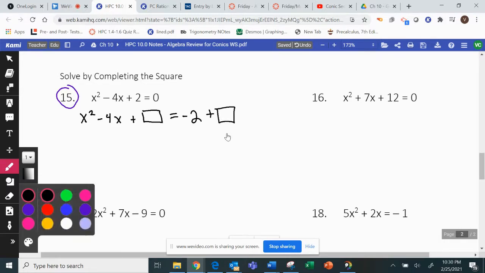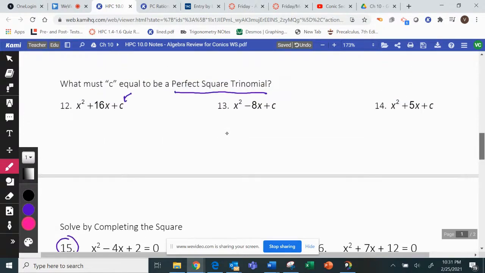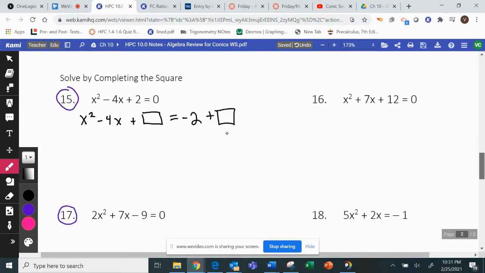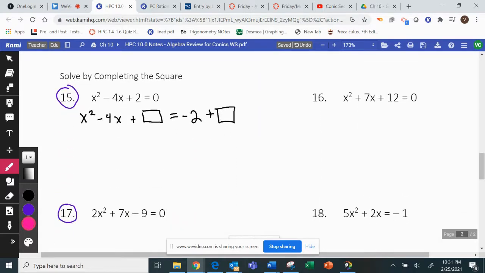So the formula for finding what's in the box, which is supposed to be somewhat self-discovery, number 12, 13, and 14, but really it should just be review from Algebra 2, is we take the middle number, the b, divide by 2, and then square it. So I take negative 4 divided by 2, and square it, or negative 2 squared, which is 4. So if I add 4 there, I've got to add 4 here. Then I can factor this perfect square trinomial.